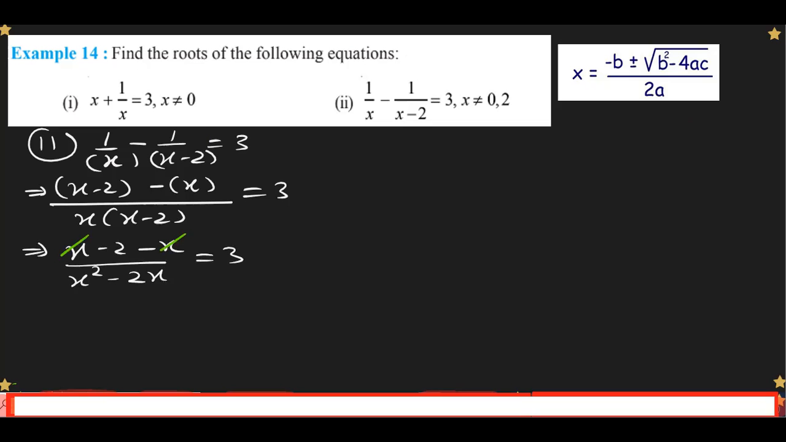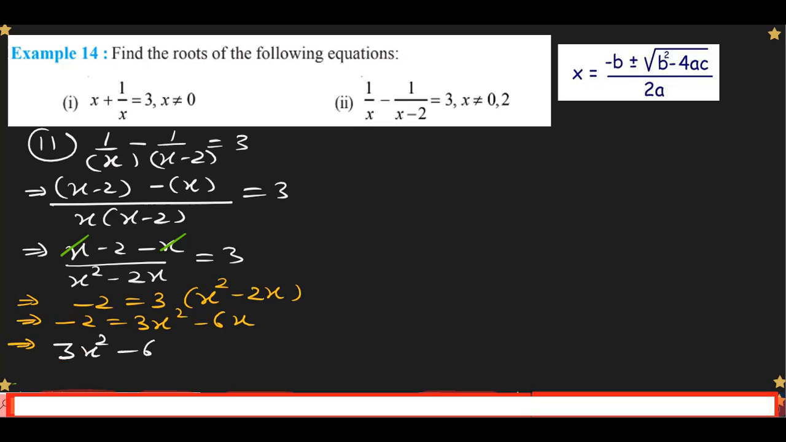plus x minus x cancel. So we can write minus 2 is equal to 3x square minus 2x. Minus 2 can be written as 3x square minus 6x. We can write 3x square minus 6x plus 2 is equal to 0. आप इस minus 2 को आप right hand side ले जा सकते हैं, तो left hand side will be 0. 3x square minus 6x plus 2 is equal to 0, and this is our required quadratic equation.